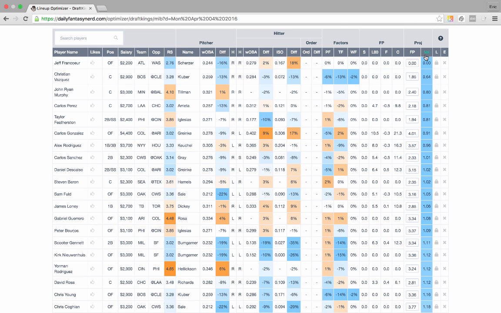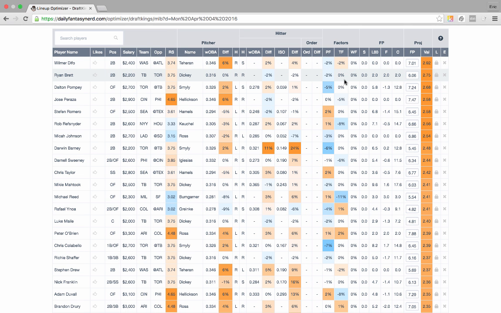Another thing I like to do is sort by value here. This will be more appropriate once the batting order is announced, but these are going to be your top value plays. And so you can take a look at who's kind of the cheap values that you can fill your lineup with.